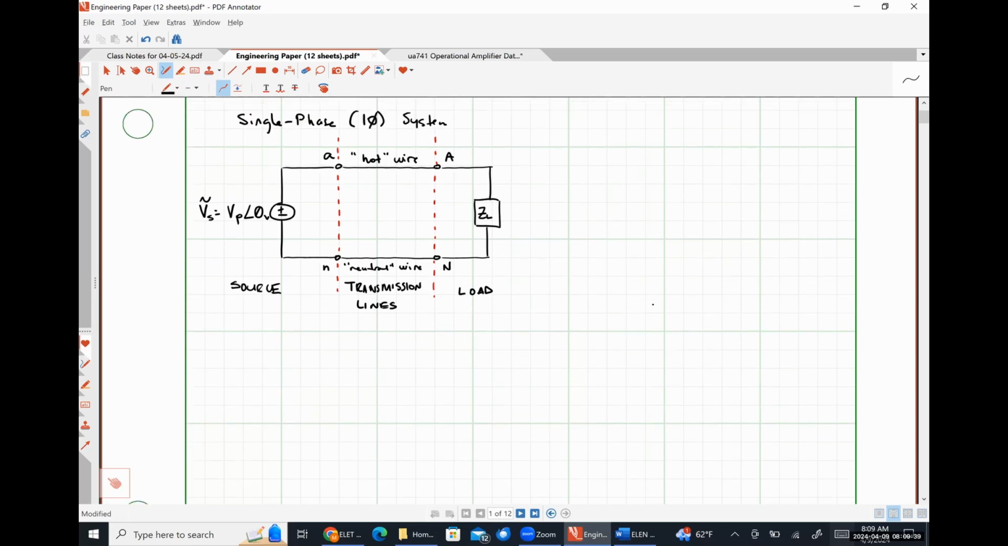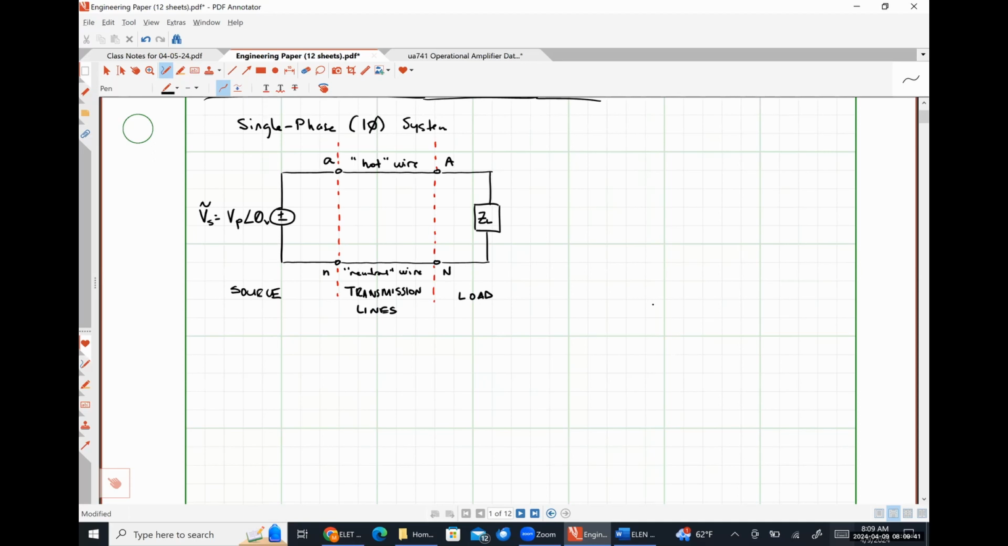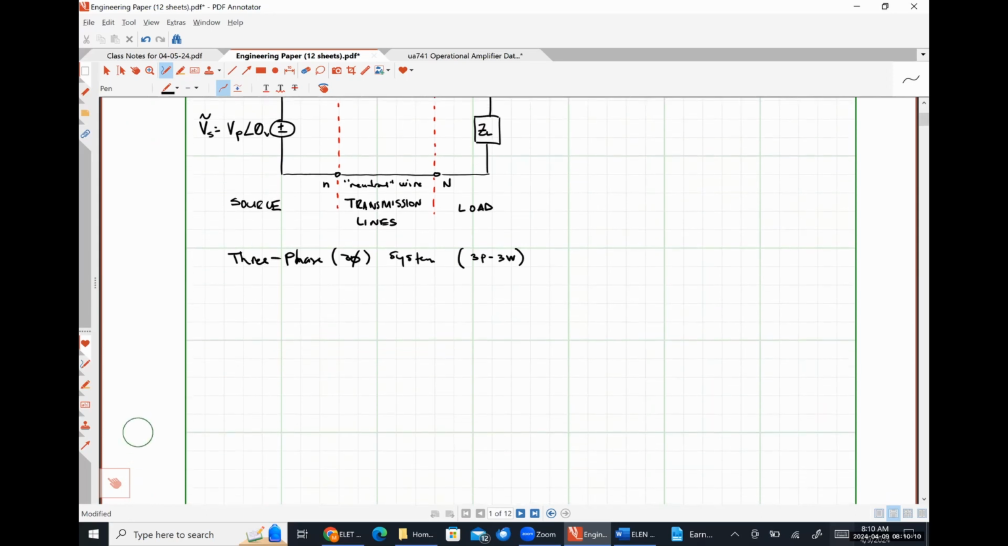Now let's look at an example of a three-phase system. Okay. We're going to break it down similarly. So this is what's going to be a three-phase, three-wire system. This is just one example of a way that a three-phase system can be realized, of which there are many, many different ways.